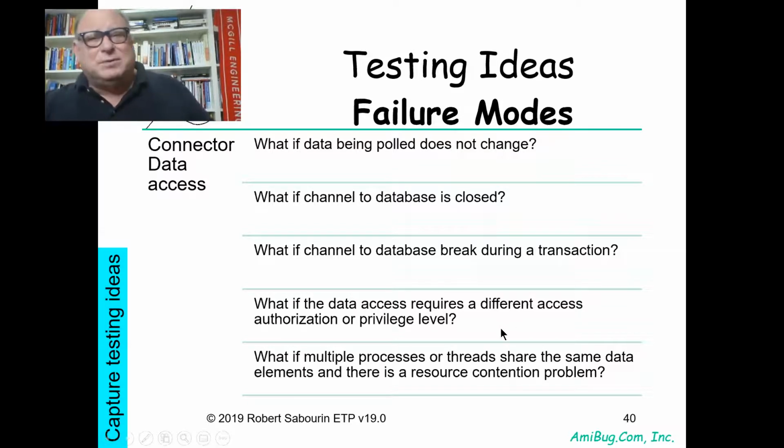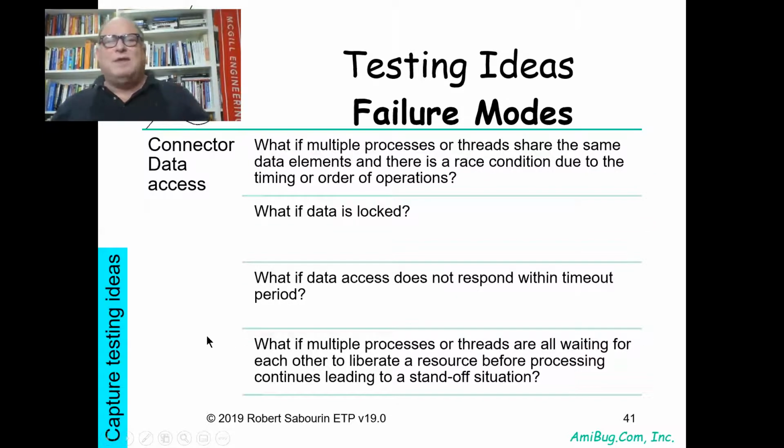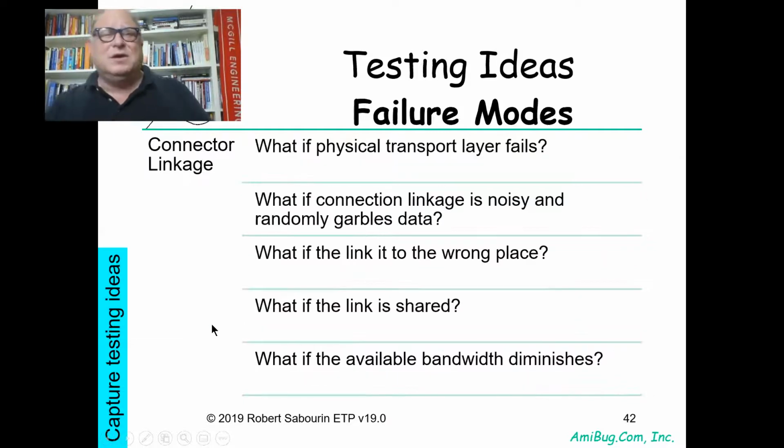Similarly, you might look at access privileges and multi-threading. What if there are a lot of people trying to access at the same time? What if the data is locked? You're waiting for it to be unlocked. It doesn't respond within a reasonable timeout period. This is resource contention. It might really lead into nasty standoff situations where multiple processes are waiting for the same data. Or when I'm locking data A, you're locking data B. I need B to use A, you need A to use B, so you're never going to get anywhere.